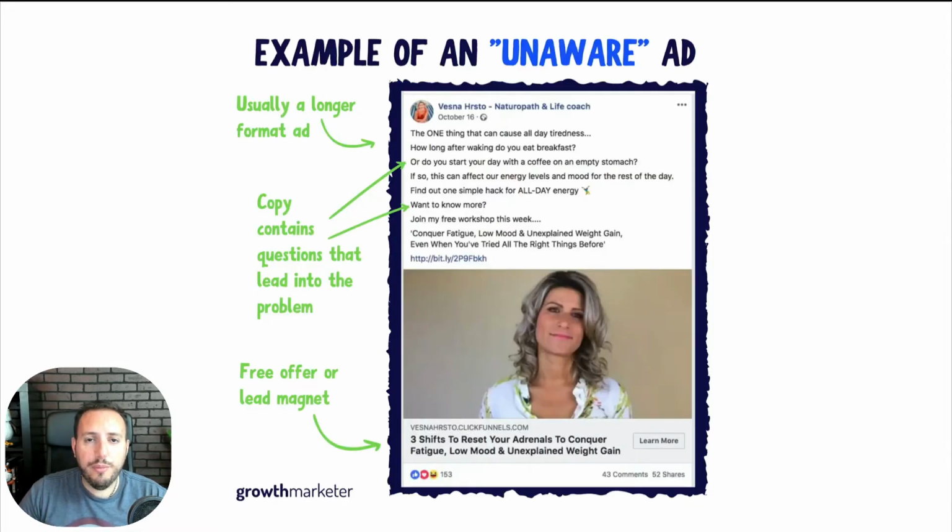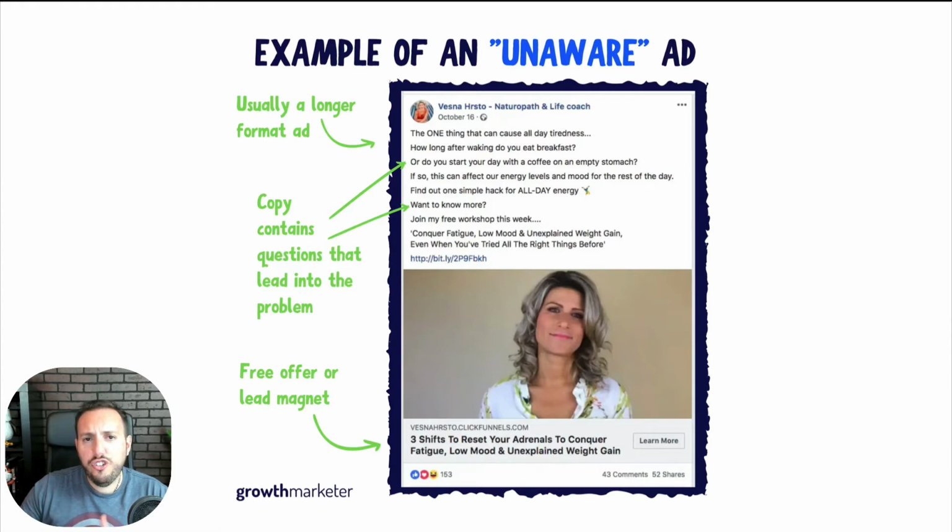Nevertheless, if you are going to market to the unaware stage, here's an example of what one ad could look like, or basically this is just an example of an unaware ad, where usually it's going to be a longer format. So this is where some of the low intent ad channels like Facebook and Instagram ads would come in handy versus more of the high intent Google search campaign type networks. But for this example, you can see it's a longer format Facebook ad, and the copy contains questions that lead into the problem. So questions are a great way to get people thinking about different problems that they may not know even exist.